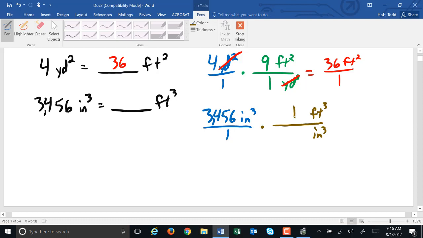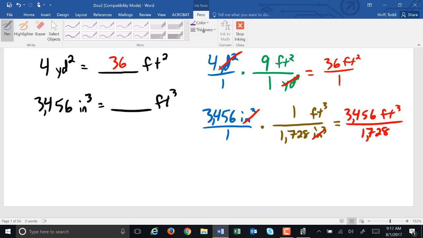1 cubic foot is how many cubic inches? 144 would be square inches to square feet. Perfect. It's 12 by 12 by 12, or 1,728. Now the cubic inches cancels out. 3,456 times 1 cubic foot is 3,456 cubic feet. 1 times 1728 is 1728. We divide that out. 3,456 divided by 1728 is 2 cubic feet.